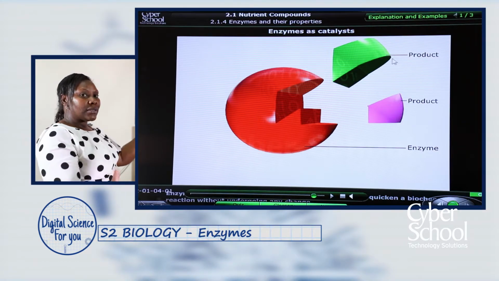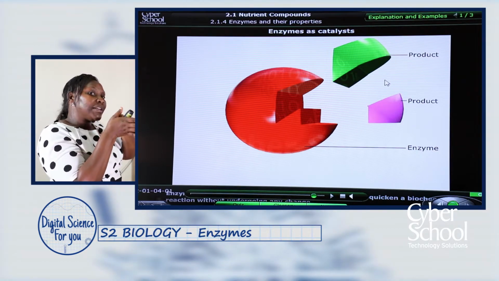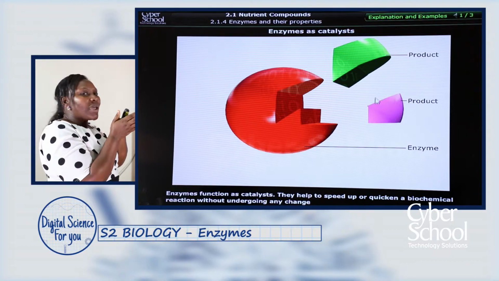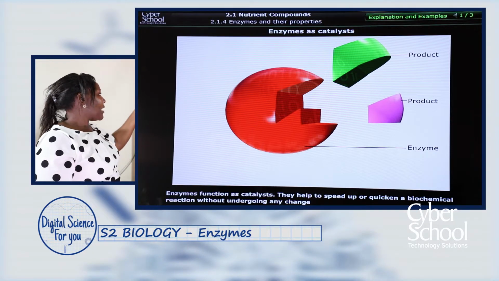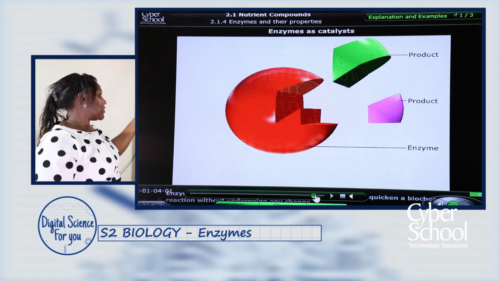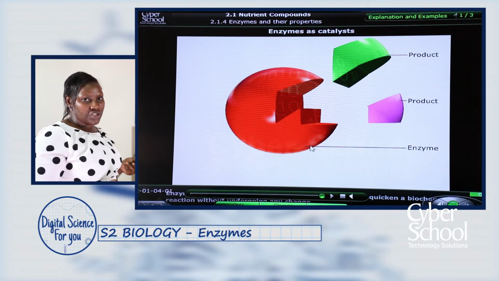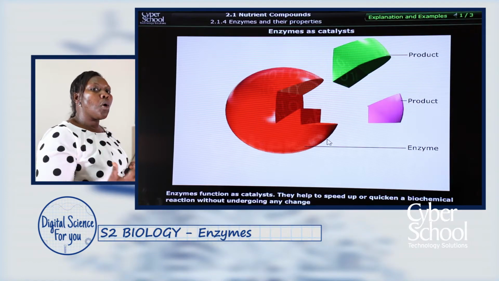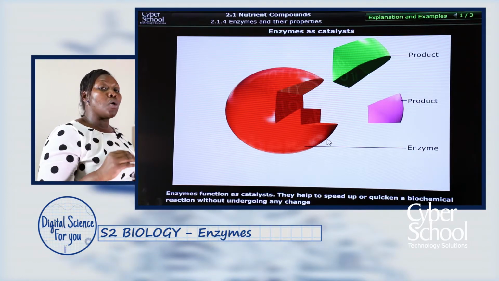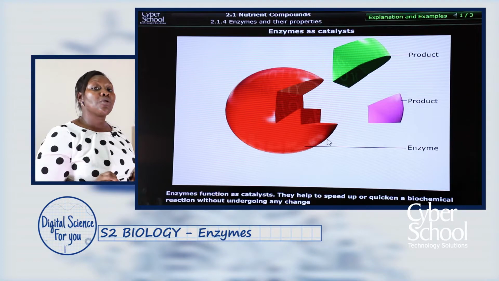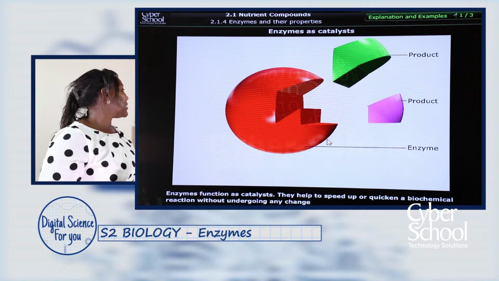They were at one time one complete substrate, but it needs to be broken down into simpler substances, and those are the two products. And this is our enzyme. Our enzyme has remained unchanged, and we have described the lock and key hypothesis, or lock and key mechanism, that describes or explains how enzymes work.